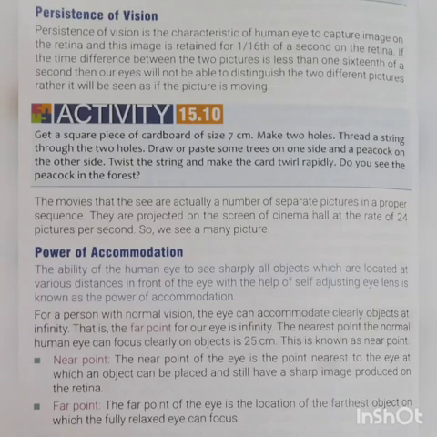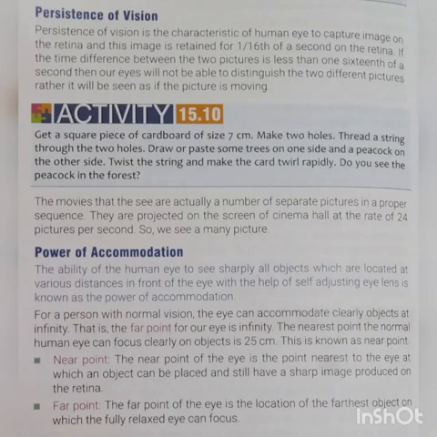So the movies that we see are actually a number of separate pictures arranged in a proper sequence, students, and they are projected on the screen of the cinema hall at the rate of 24 pictures per second. Remember this: all these pictures are arranged in a proper sequence and projected at this rate. So that is why we can see many different pictures in a single second, students.